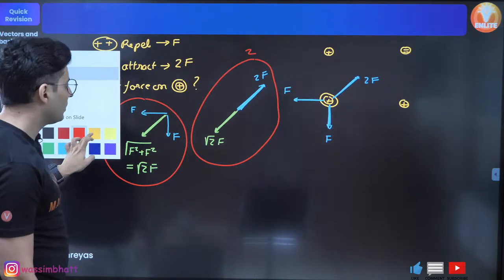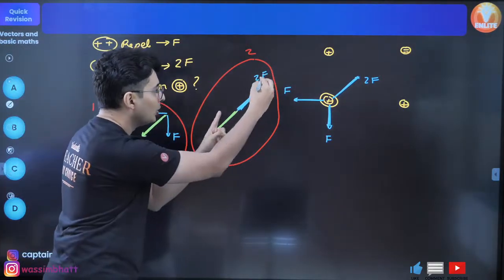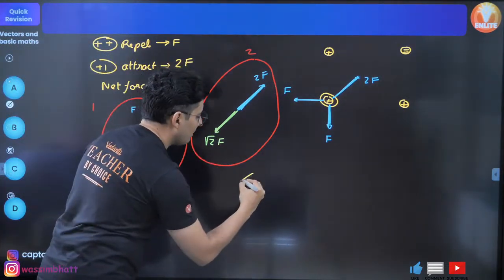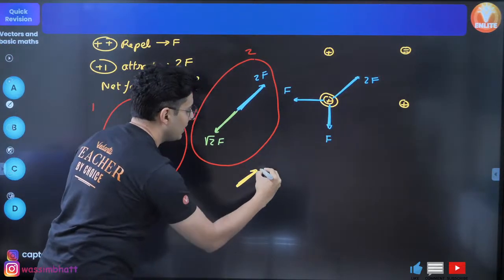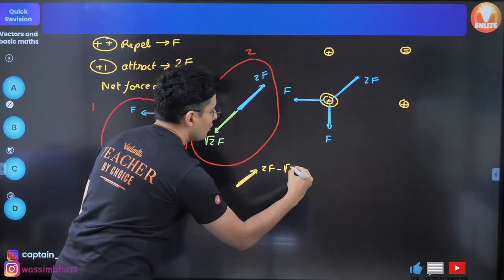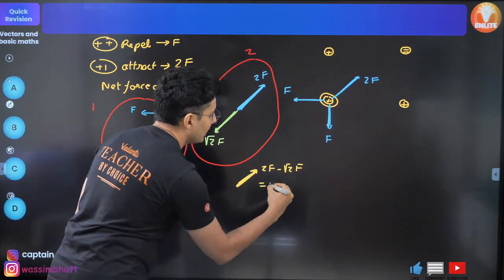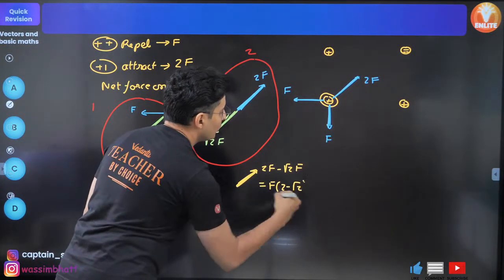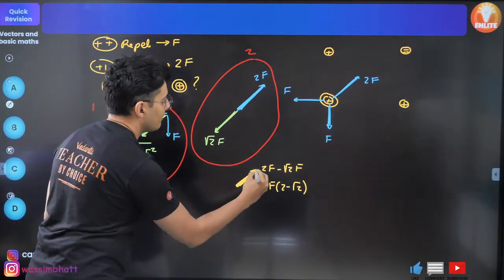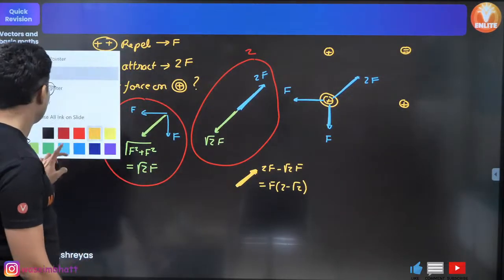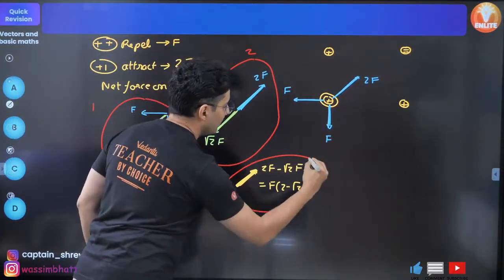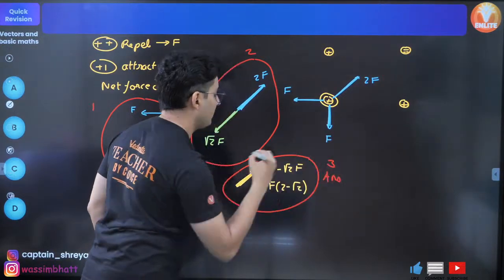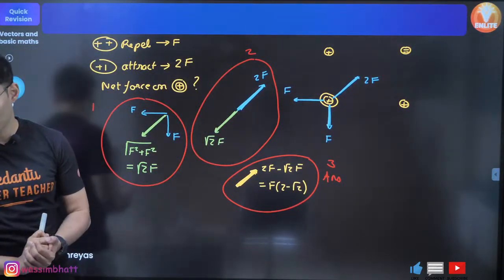What will be remaining? Which color do I use? Yellow. Okay. So 2F is bigger, root 2F is smaller. So there will be only this much remaining, and it will be 2F minus root 2F, which is nothing but F common, 2 minus root 2. Hence, that is your final answer. So this is your final answer. Third step. 3 steps you got the answer.